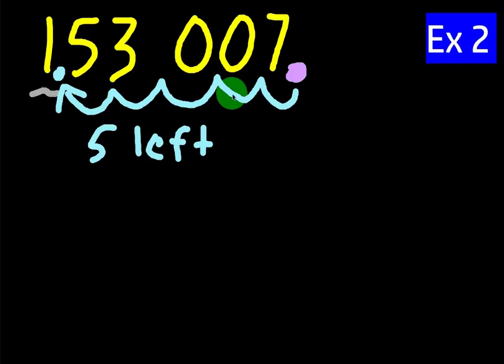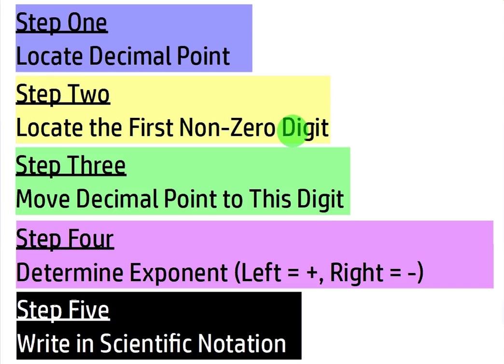And like the previous example, we know that since we moved to the left, our exponent is going to be opposite of what we might think. We think it's negative, but in fact the exponent is going to be positive 5. If you move to the left, the exponent is positive. If you move to the right, it's negative. If we were to move to the right 5, it would be negative 5. So left positive, right negative. That's going to be our exponent.